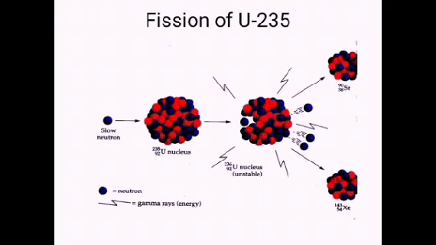Mainly, uranium-235 is used for fission reaction. When uranium-235 is bombarded with a slow neutron, the nucleus splits into strontium and selenium with the release of a huge amount of energy and also neutrons.